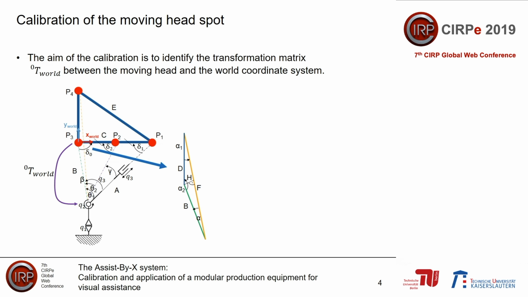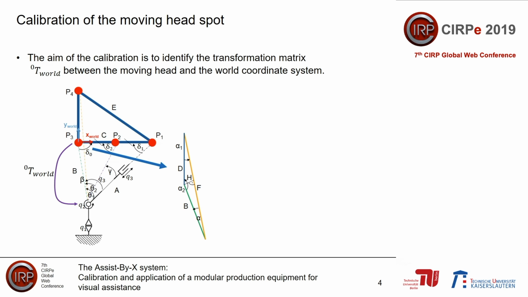After calibration of the moving head, the latter is able to project any position or any point in the process working space. The coordinates of the projected point are sent to the controller of the moving head via MQTT.